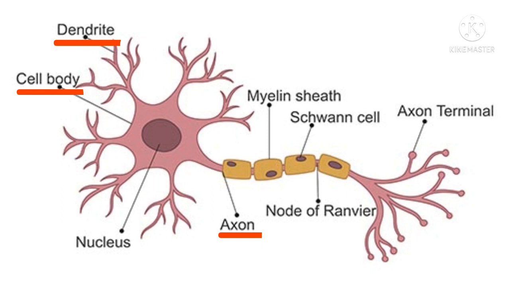The second one, dendrites. These are the numerous branched cytoplasmic processes that project from the surface of the cell body.